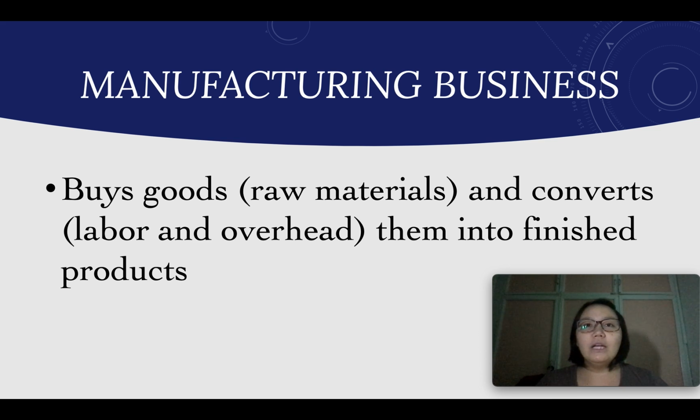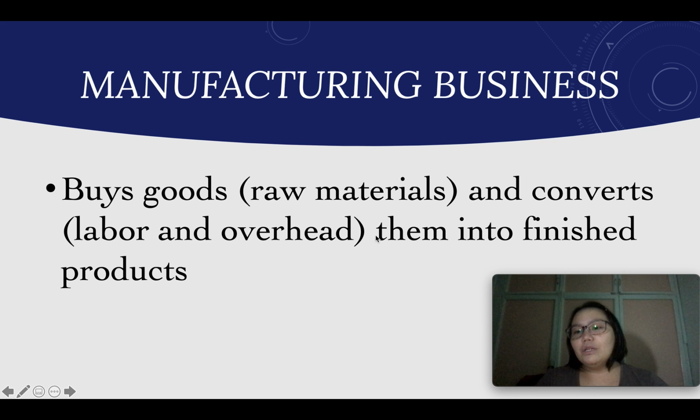So whenever we buy goods, the goods that we purchase as a manufacturer are called raw materials. These raw materials are converted into finished goods by adding labor and overhead. A perfect example of this is a bag manufacturer.